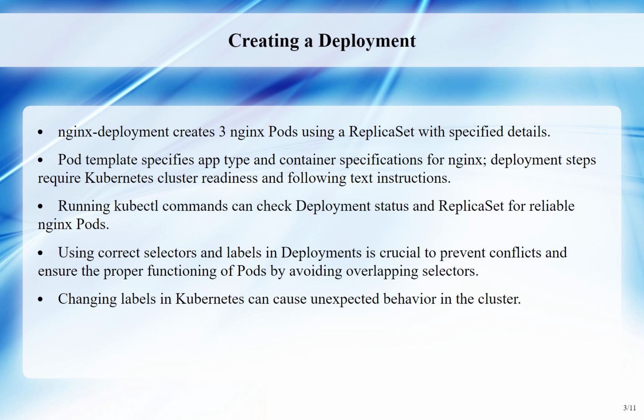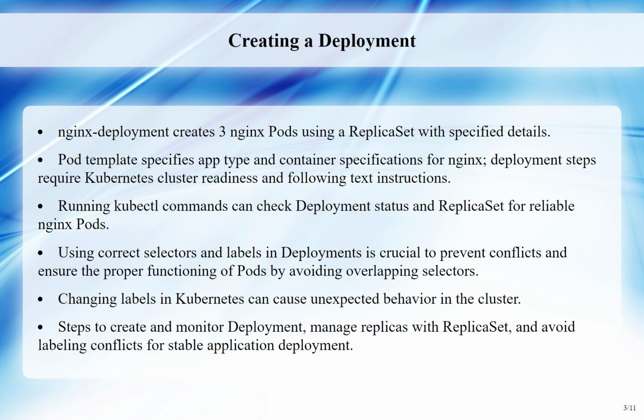Overall, the text provides a detailed example of deploying Nginx pods using a deployment in Kubernetes. It covers the necessary steps to create and monitor the deployment, manage replicas using a replica set, and ensure proper labeling to avoid conflicts with other controllers. The cautionary note regarding the pod template hash label emphasizes the importance of maintaining consistency and avoiding overlap to maintain the stability of the deployed application.